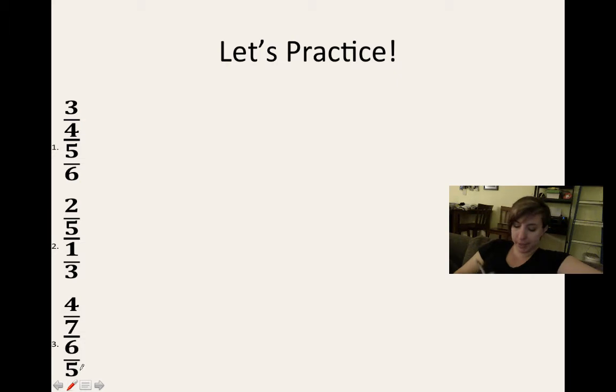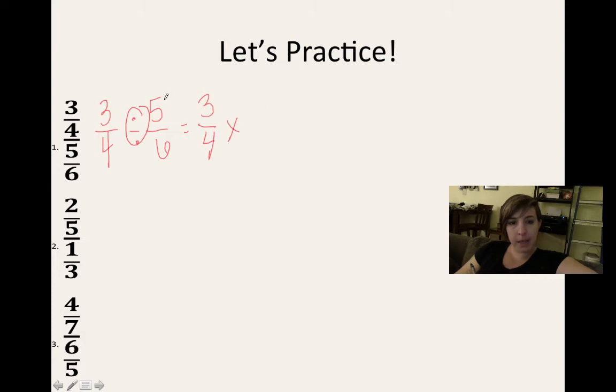Okay, so let's practice. Remember, we're going to switch the sign and flip the second fraction. So on our first problem for practice, we have 3/4 divided by 5/6. The first fraction stays the same. We switch the sign, so we keep 3/4 times, and then we flip the second fraction, 6/5, and then we multiply straight across. 6 times 3 is 18. 4 times 5 is 20, and now we reduce. So we end up with 9/10, because we can divide 2 into each of those.